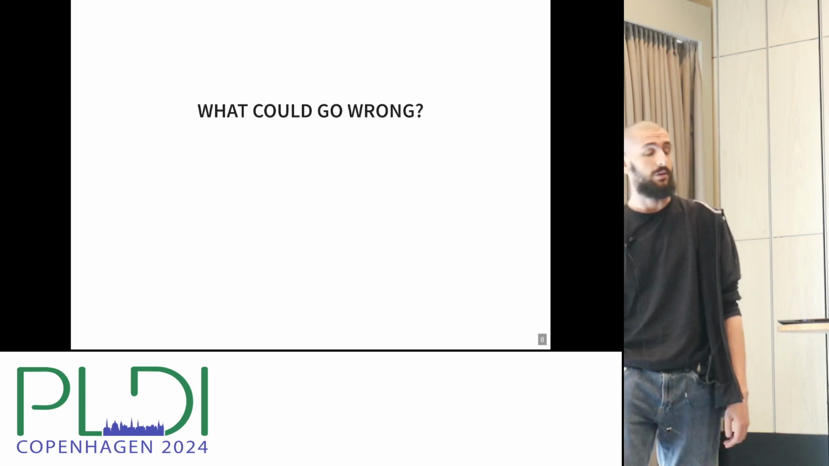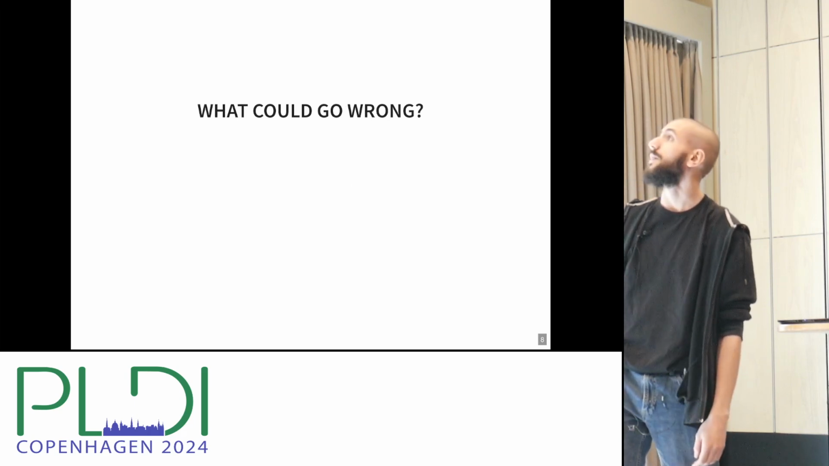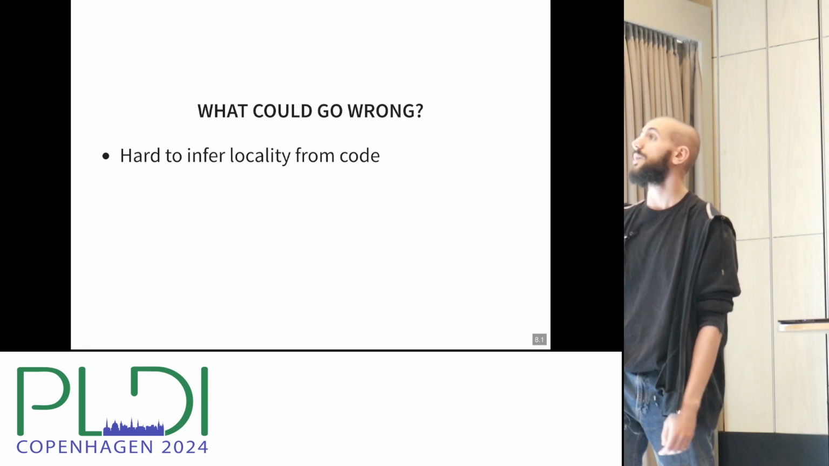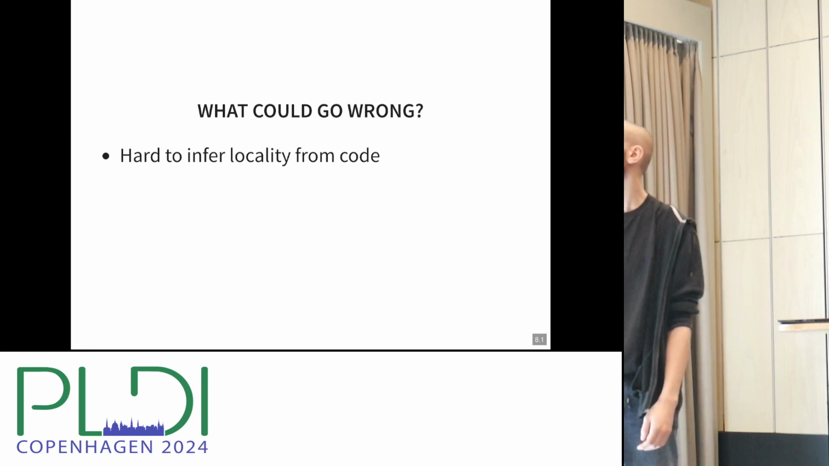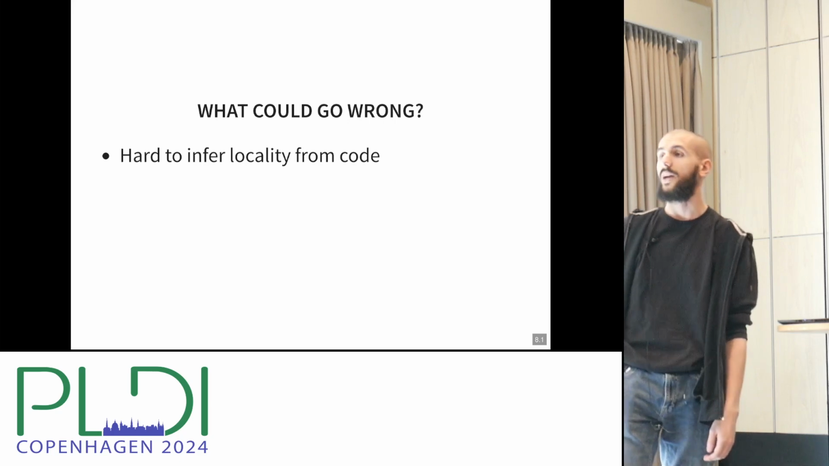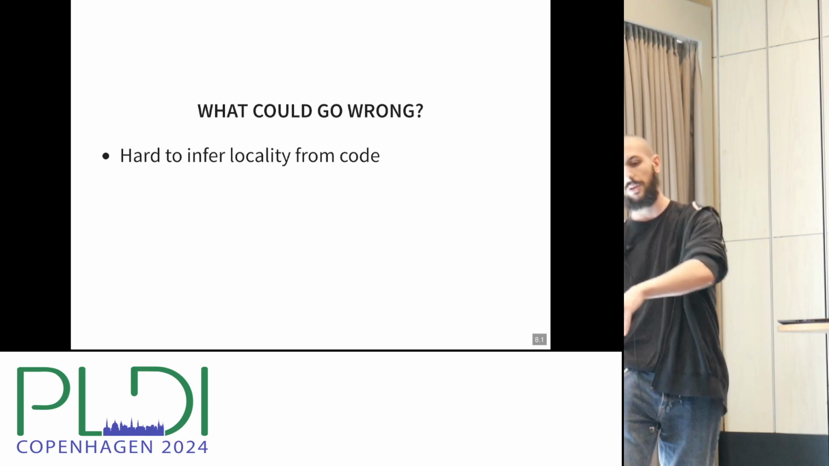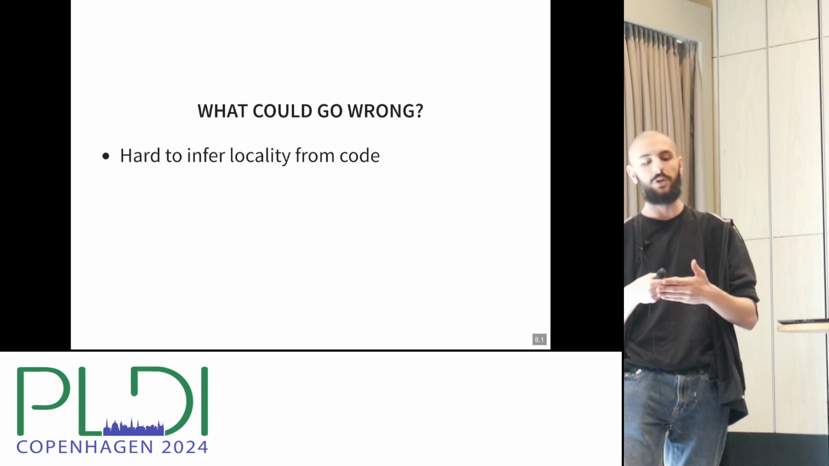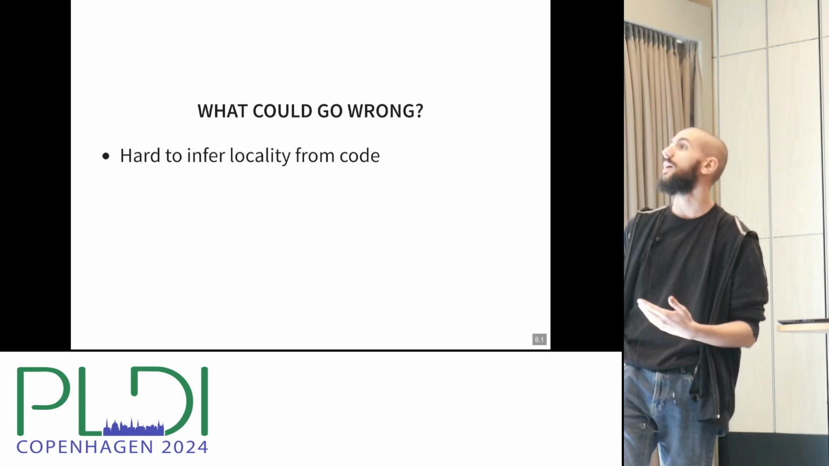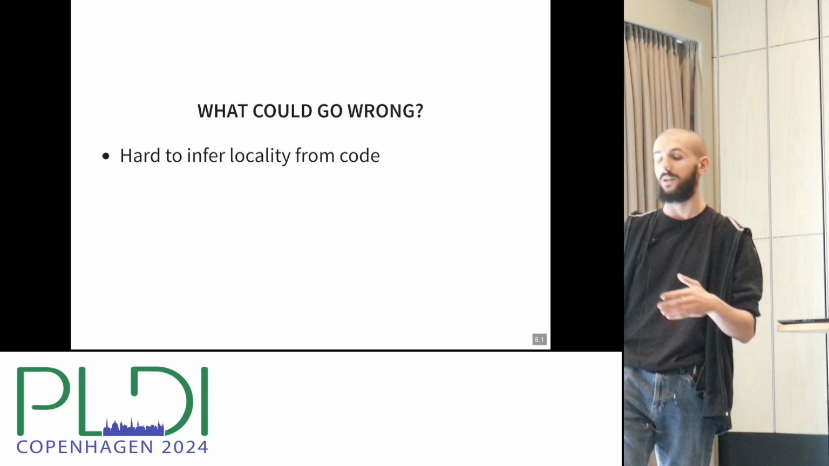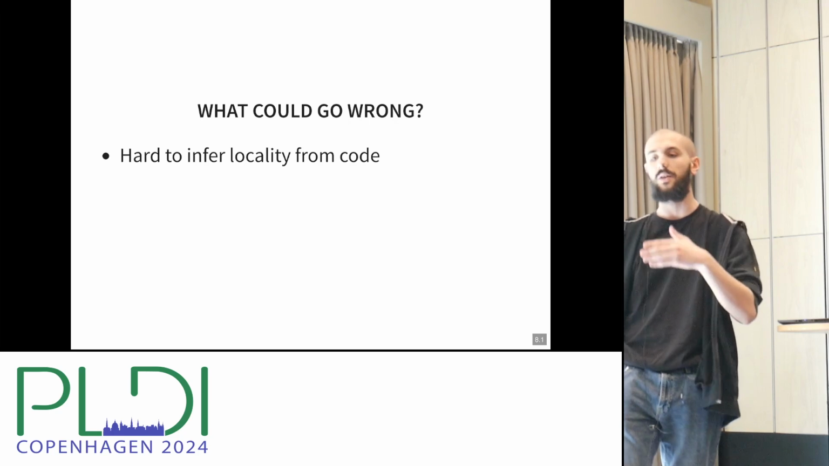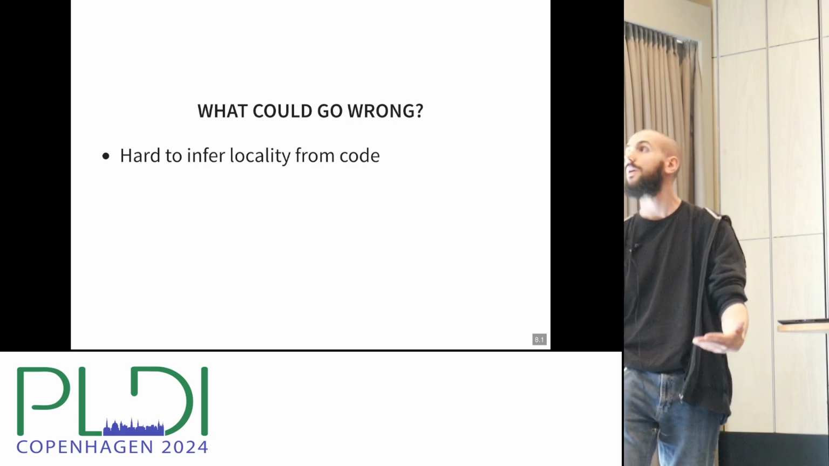Now, some issues that arise here are that, first of all, it's incredibly hard to infer locality from code in general. We have no unified way to say this function will call this service. We have no unified way of saying these functions share dependencies. And we have no unified way across languages and workflows to say this function will call this other function.